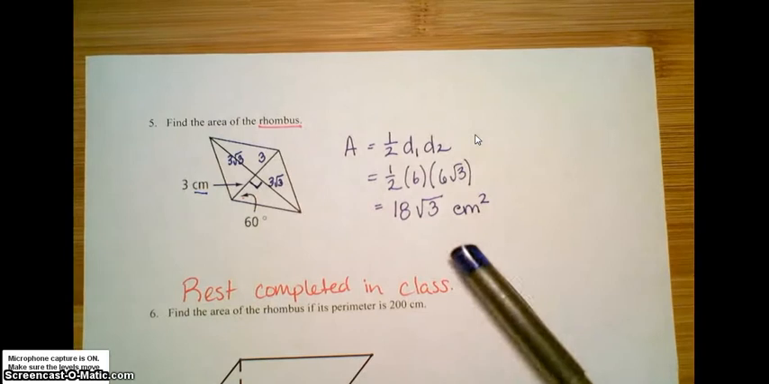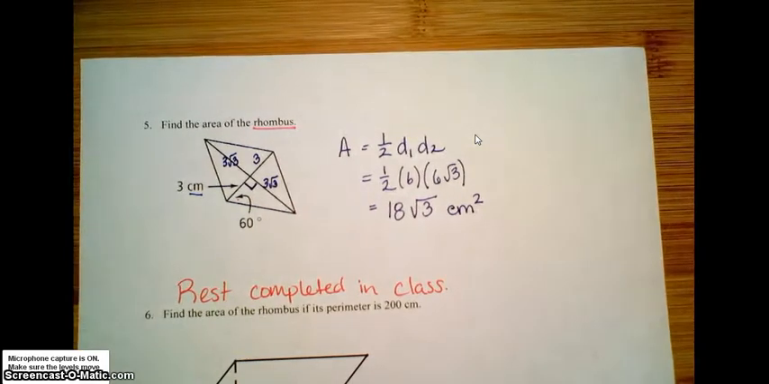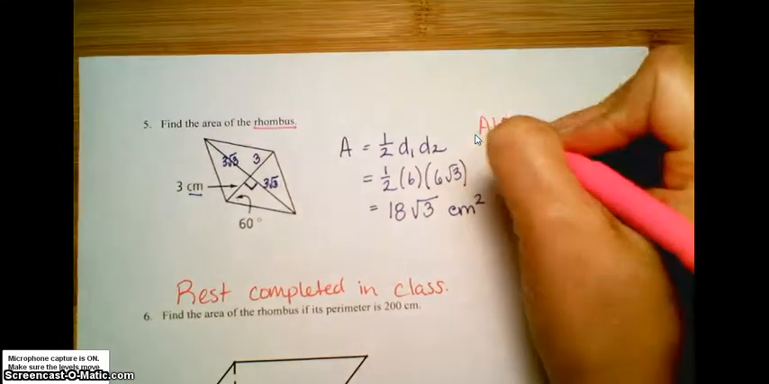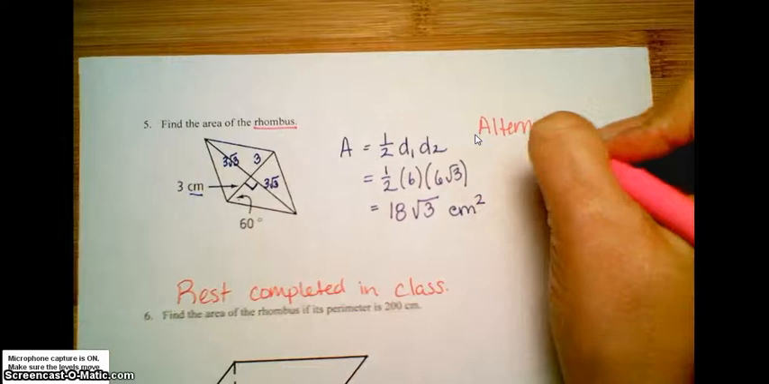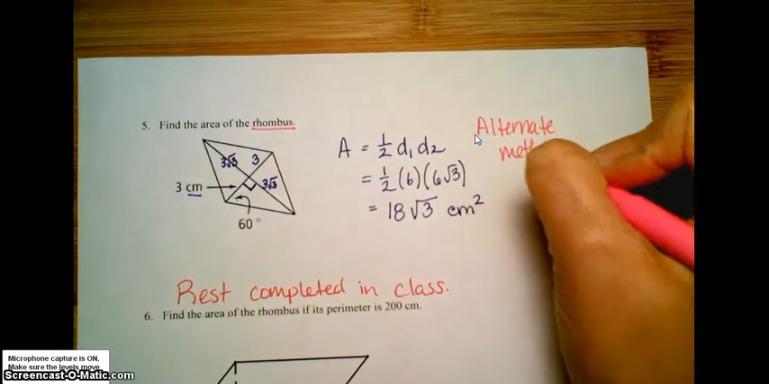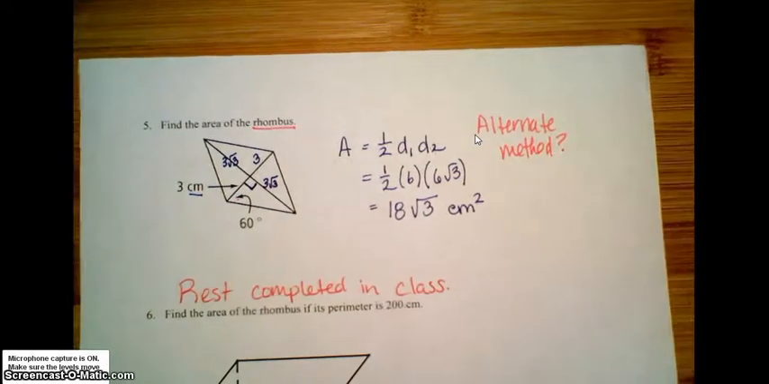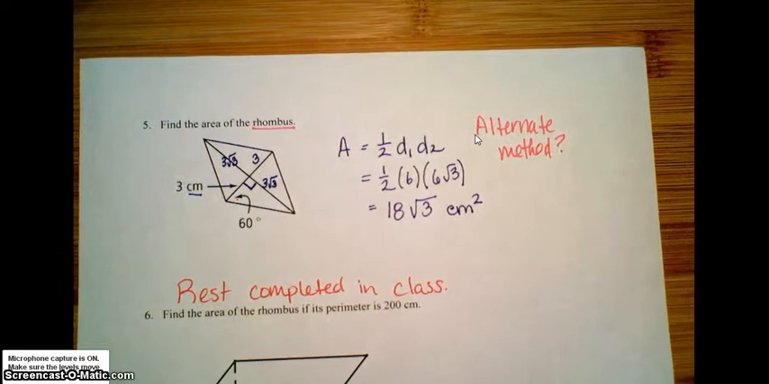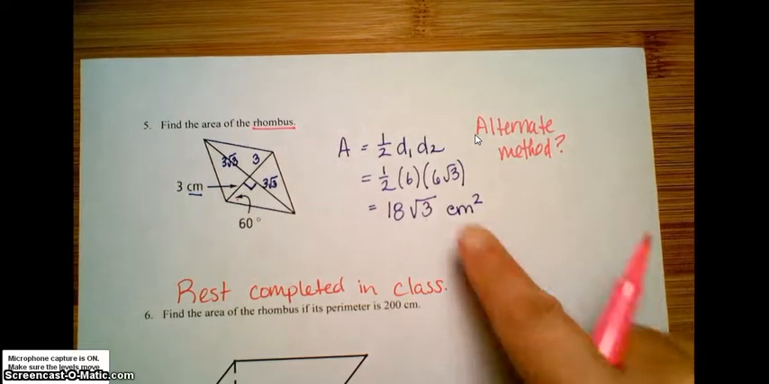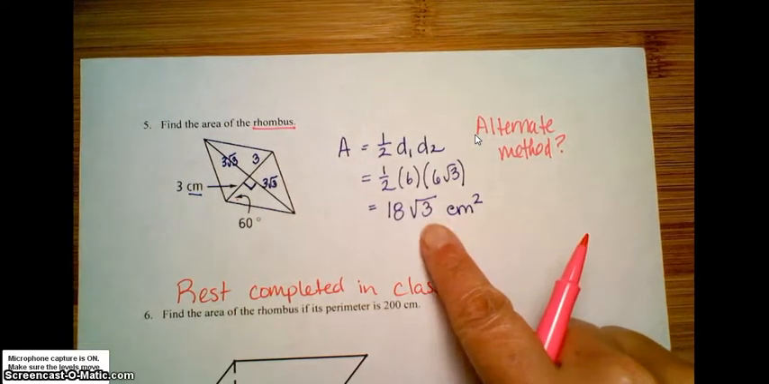For this picture, I also would like for you to think of an alternate method to find the area. Can you come up with another way that we could have calculated the area of this rhombus besides using the formula that we have in front of us?